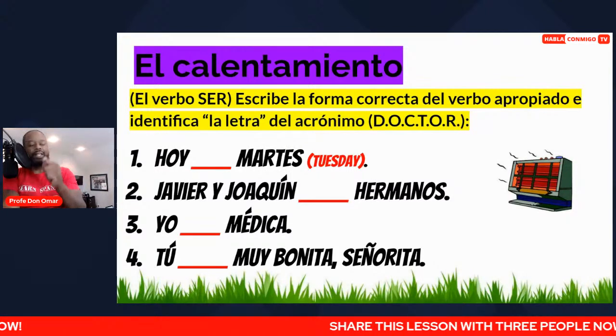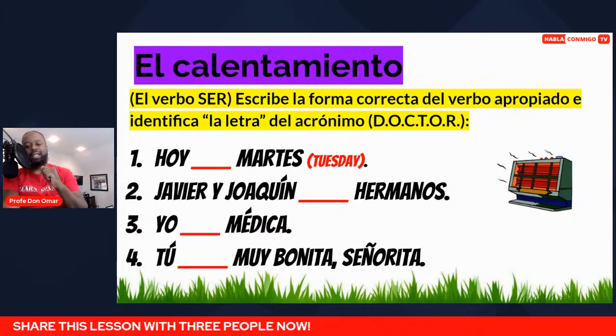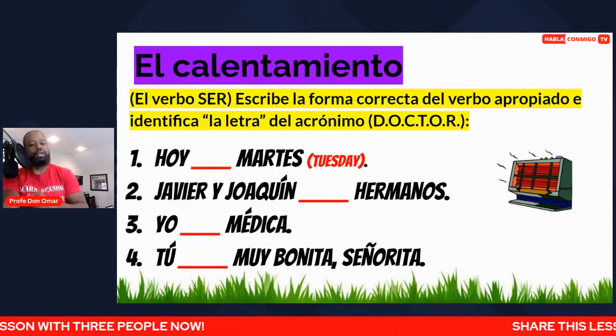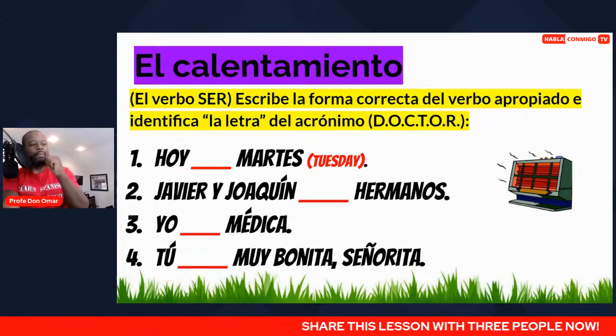All right, número 3. Yo blank médica. All right, this is a young lady speaking. How do I know that? I can just simply look at the last letter here in médica. It ends in A, so that tells me es una mujer. All right, so yo blank médica.